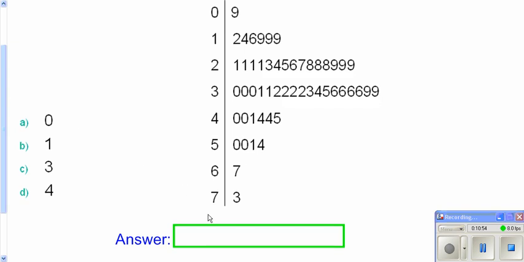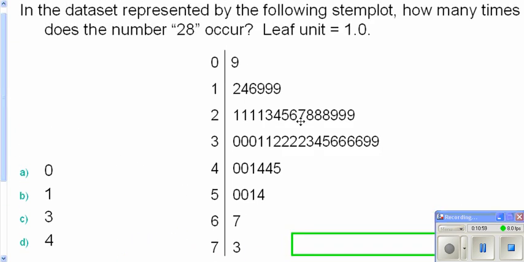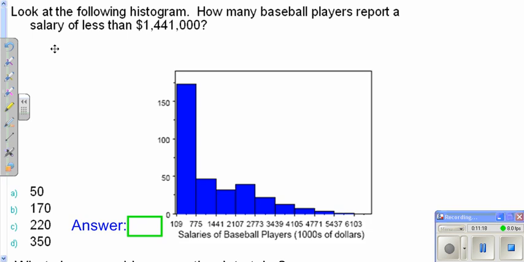In this case, our 28 is showing up with 3 different 8s in the 20 column. 1, 2, 3. Oh, sorry, don't get that 9 in there. Since our 8 is showing up 3 times in the 20 column, we have 28 showing up 3 times. Once again, pause the video and answer these questions.